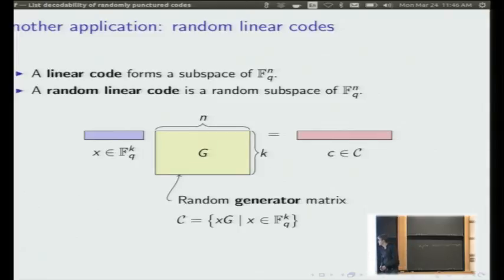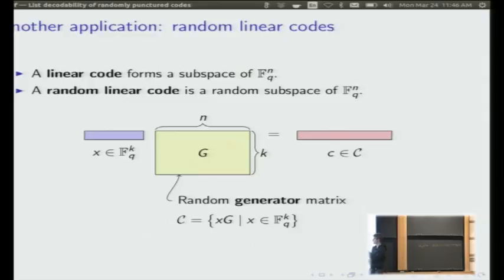Another way to think about a linear code is its encoding procedure. Alice has this message x, she wants to send it to Bob, so she's going to encode it by multiplying it by a random matrix G. And Bob sees the output, which is this codeword. The code is the set of all such codewords that you can get by multiplying by this random generator matrix. Each entry of G is IID in F_q.